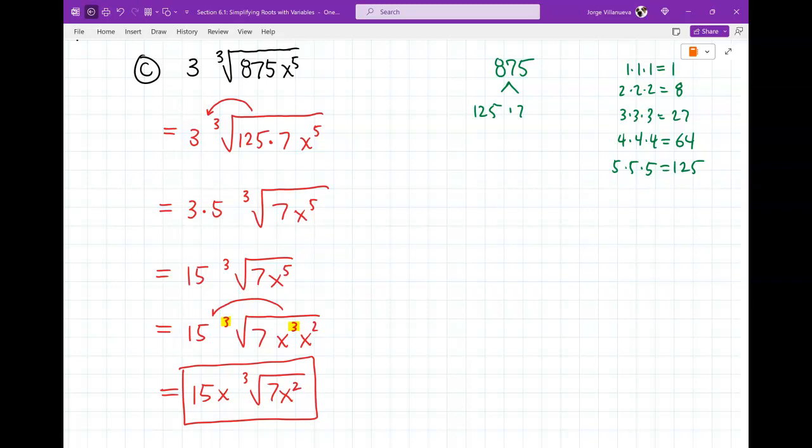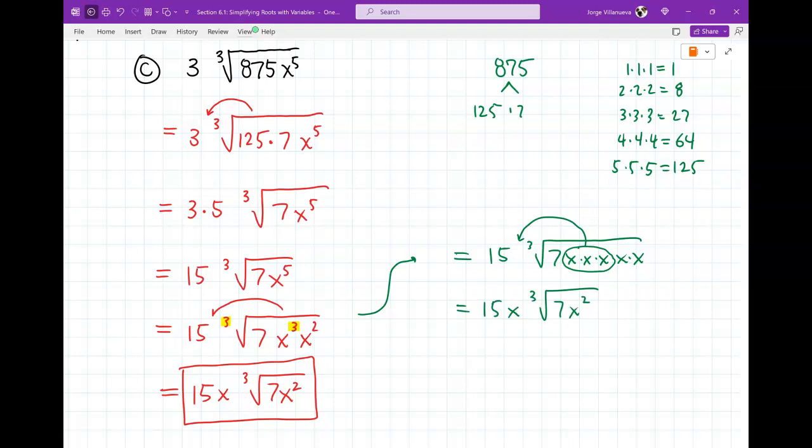Now, if you don't like the way this one looked, you can also do this, and it's up to you. From this step, you could have done 15 cubed root of 7x like this. Some people like to do that instead. And then they just say, well, cubed root means I got to have triples. So they'll circle this and say that comes out. And then what's left is x times x, which is x squared, right? So you still would get 15x cubed root of 7x squared. So it's the same thing, but some people like to write all the x's out and all the y's, but you don't have to. Are we okay with this one?